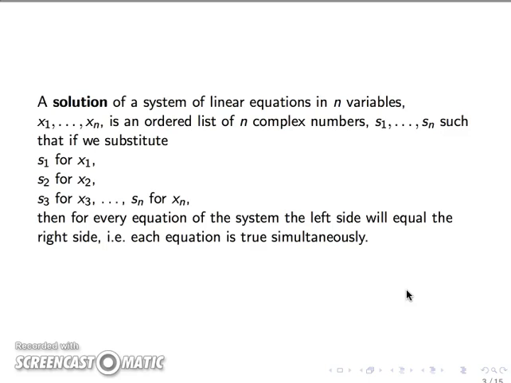So a solution is a set of values. In general, we're going to say the set of values s1, s2, s3, and sn, such that when substituted for x1, x2, x3, x4, all the way through xn, every single equation of the system is satisfied. That is, the left side equals the right side on every equation.